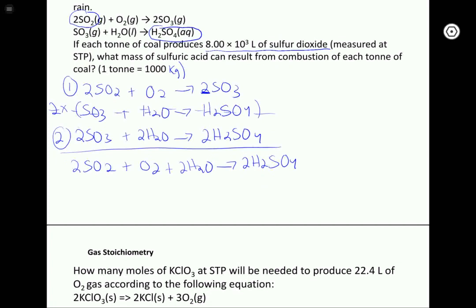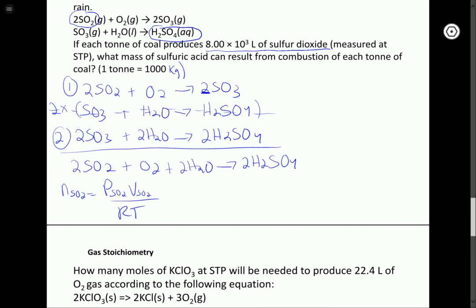So this is what we get, and now we can go ahead and start with this problem, and we're looking for a mass of sulfuric acid. So the first thing we're going to do is convert our SO2 into moles. So the moles of SO2 are going to be the pressure of SO2 times its volume divided by RT.